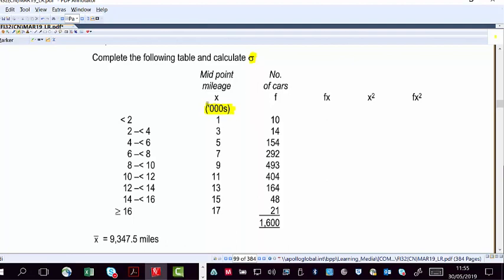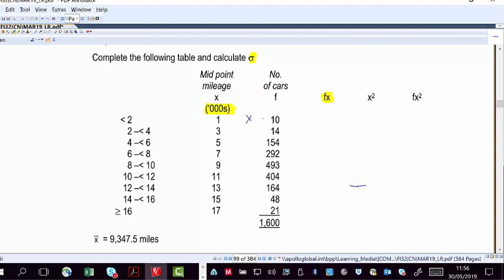So our midpoint was 1,000, there was 10 cars. You can flip back to lecture example 1 and you'll see this is the same information. The midpoint of 3,000 had 14 cars. What I'd like you to do is to complete the following table. So you might want to pause the recording in a wee second to enable you to do that. So we want to take f times x. So let me do the first couple of lines with you just to get you going.